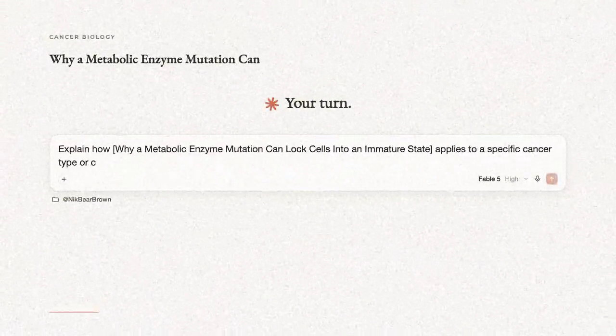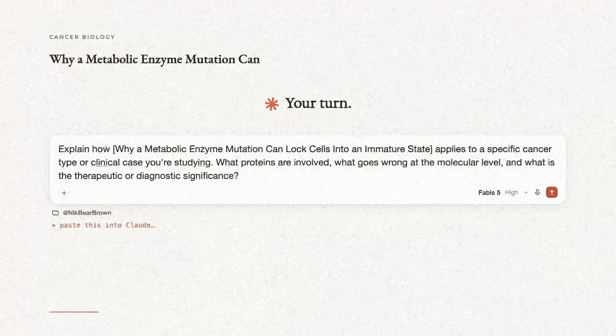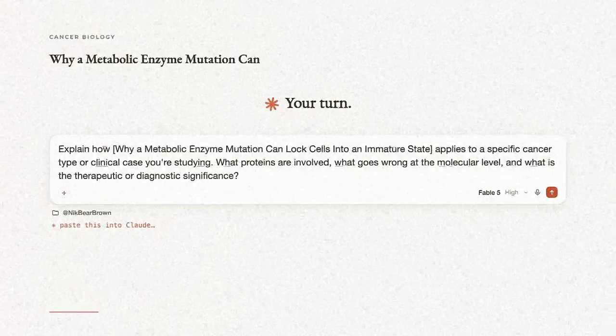Take this prompt, run it on your own, pick any cancer type or clinical scenario you know about, and ask how this mechanism applies there.